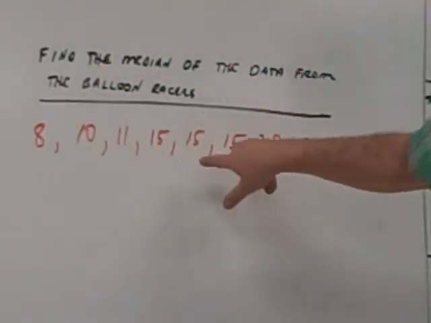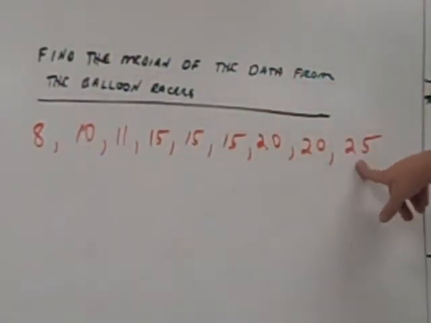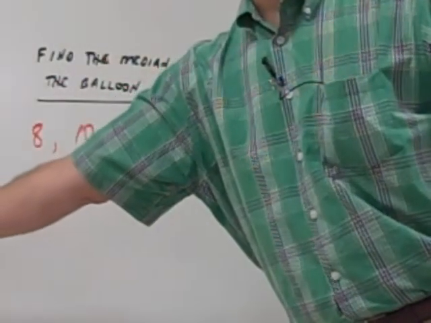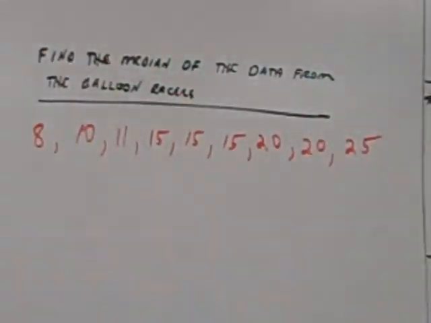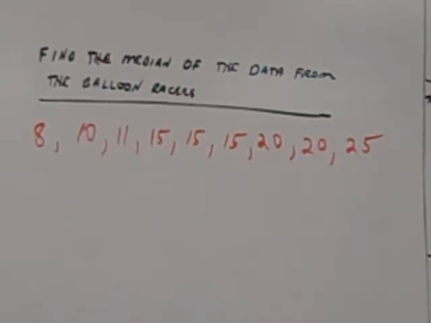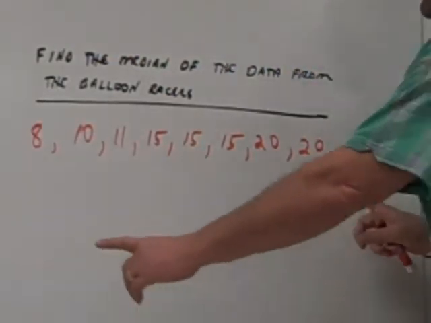2, 4, 6, 8, 9 of them. Is that how much data we have? Okay, I've listed them all then. All right, got to make sure I got all the data or I'll find the wrong median. Now let's count in. This is the easy part. Once we get them in order, we just count in.